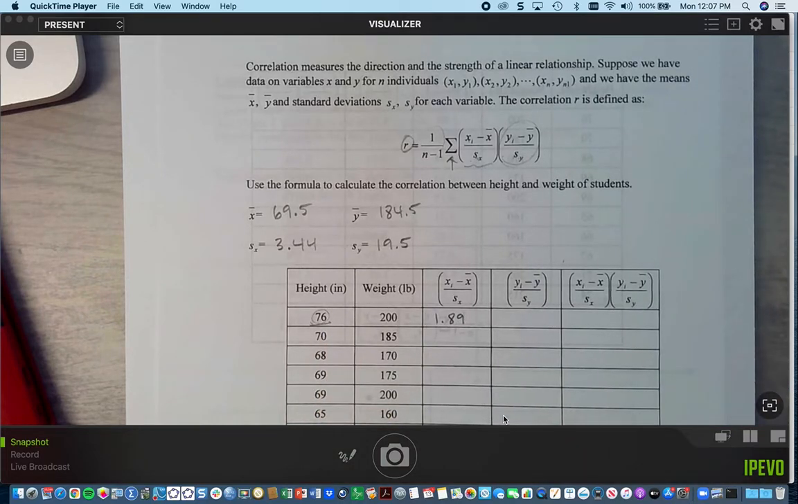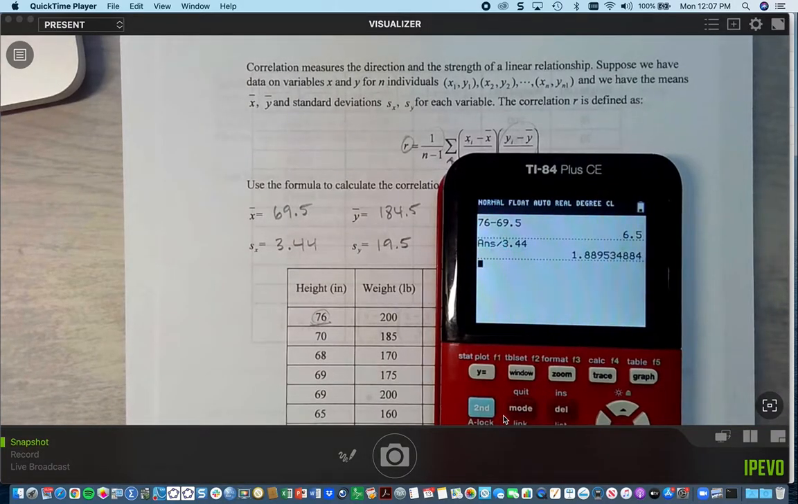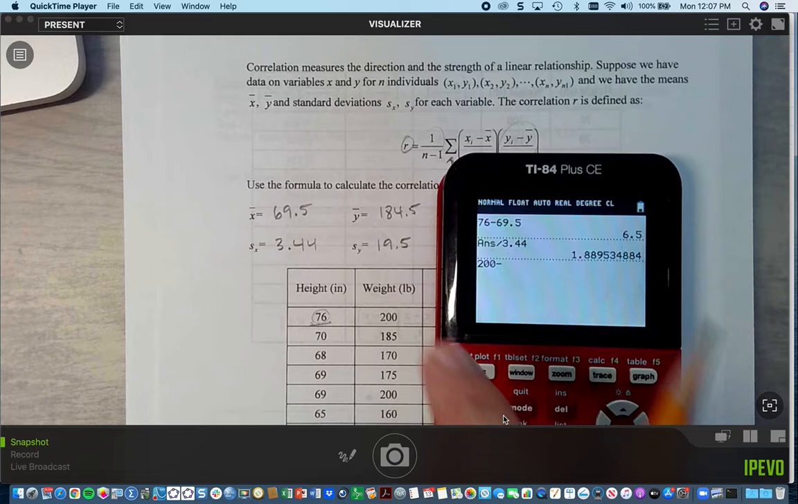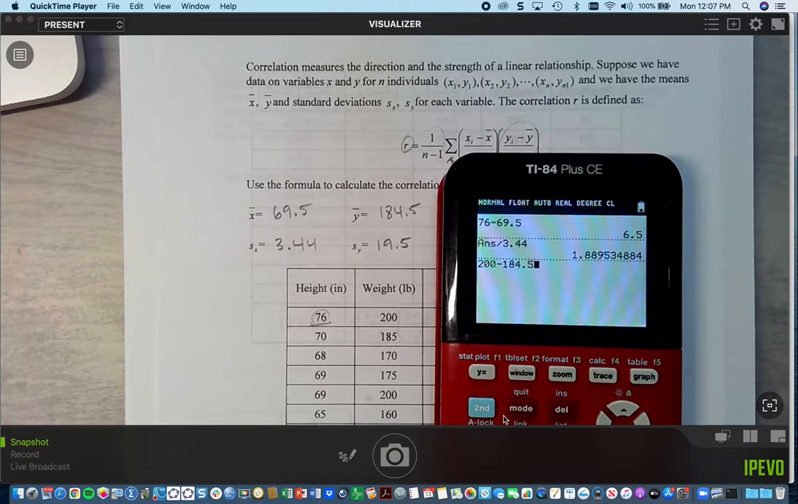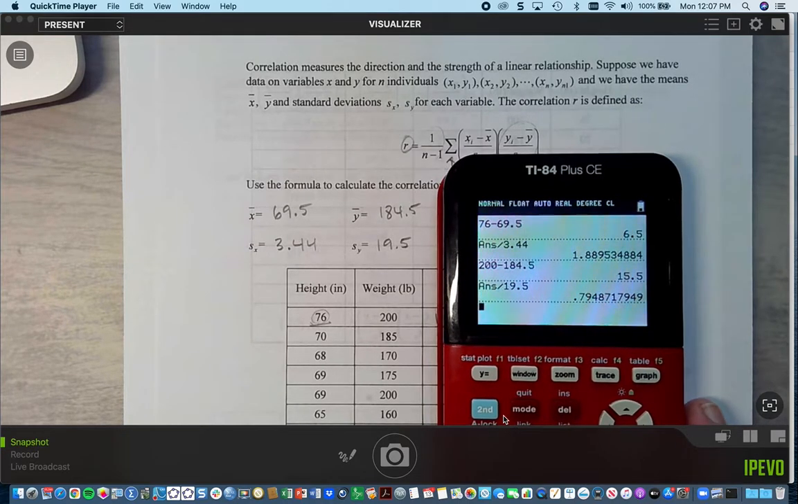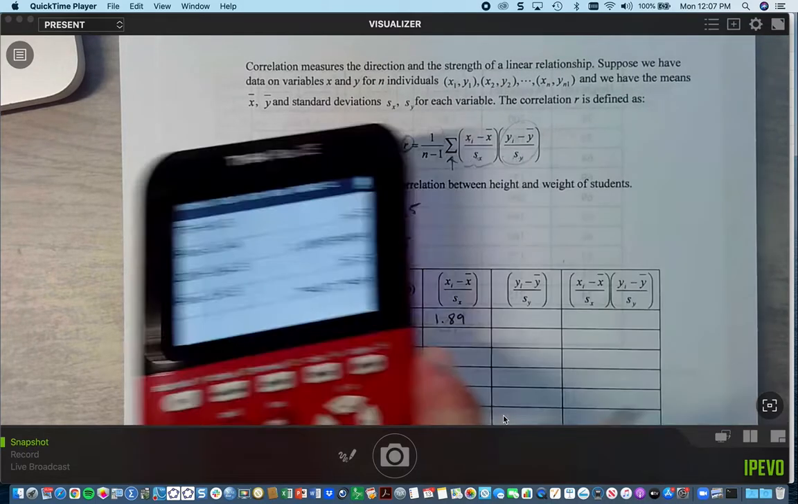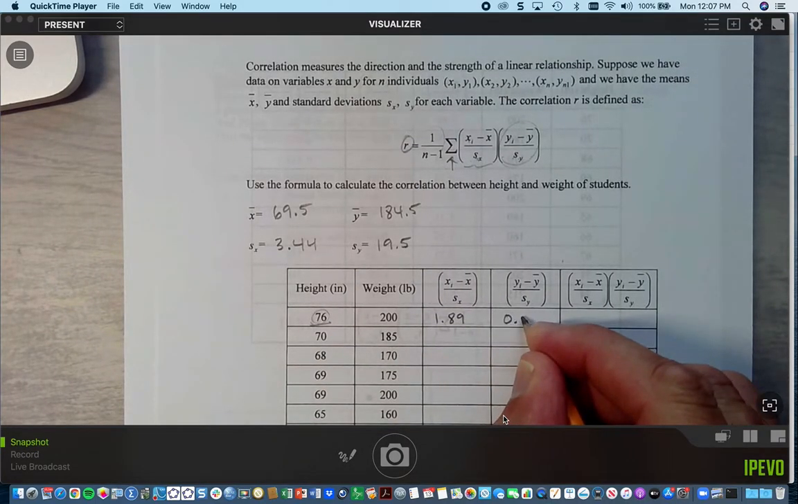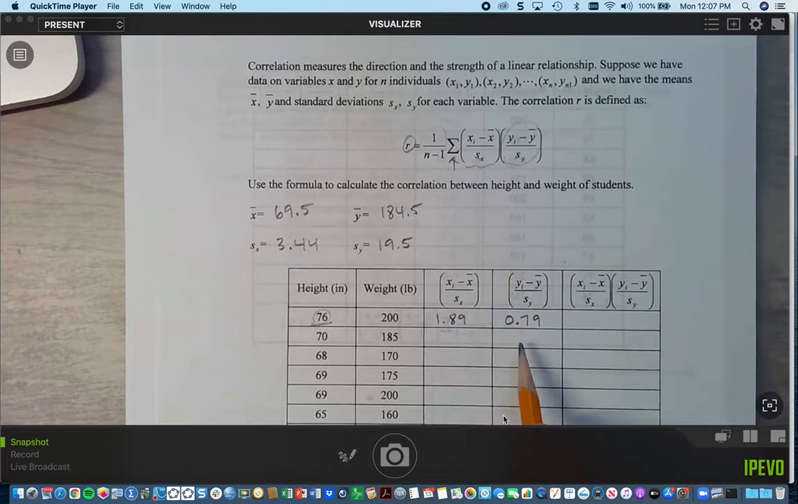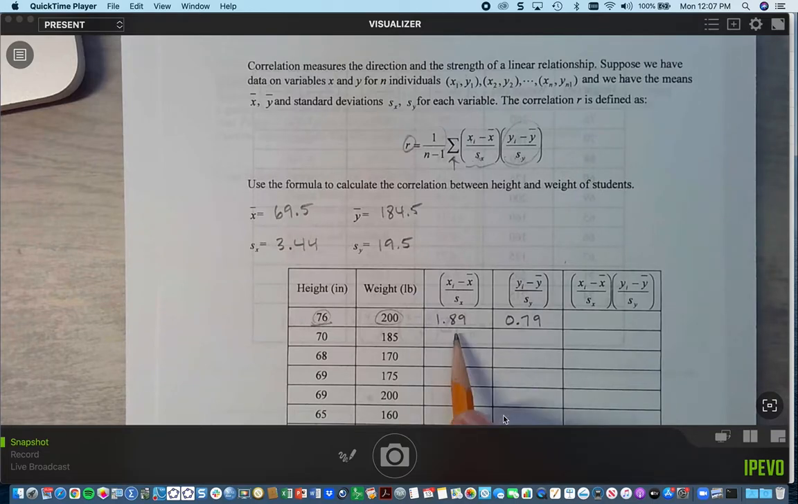Okay, then we're going to do the same thing for his weight. He weighs 200 pounds. So 200 minus 184.5, and then divide that by the standard deviation of 19.5. Okay, so we get a z-score for his weight that is about 0.79. So that tells me that this guy, he's 200 pounds, he's about 8/10 of a standard deviation above the mean for his weight. All right, so this guy is really a lot taller than he is heavy.